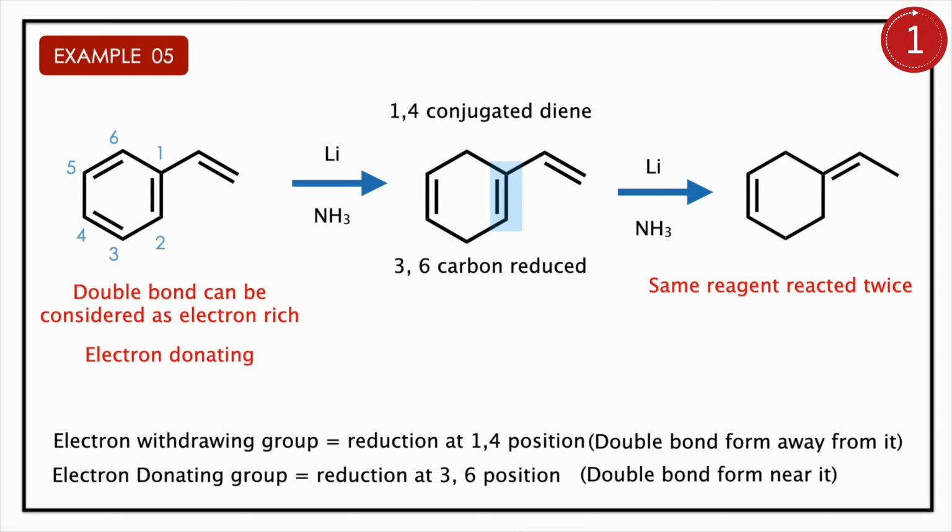So the side chain forms conjugation, 1,4 reduction happens, that is the 3,6 carbon got reduced. Then again lithium and ammonia have the potential to reduce further because it can reduce the conjugated carbon. You end up with a final exocyclic double bond. So as long as the conjugation is there, lithium and liquid ammonia react, the same reagent reacts twice, and you have the final product. The concept you have to learn here is that a double bond behaves like an electron donating group. The reduction happens away from that carbon.